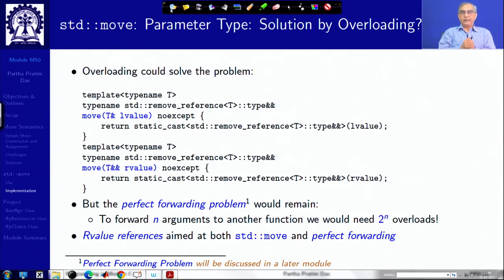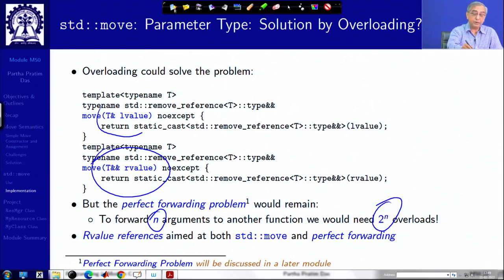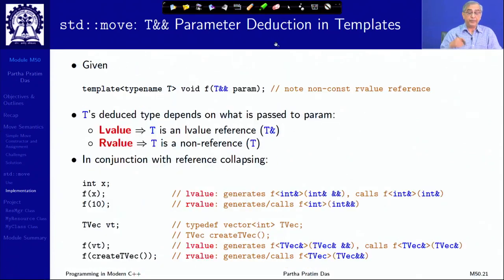If we have to do that, then depending on how many parameters I forward, I will have all possible combinations of L value references and R value references. For example, if there are two parameters, both can be L value. If the first is L value, second can be R value reference. If the first is R value reference, second could be L value reference, or both could be R value reference. So, I will need 4 such overloads. So, if I have n arguments, I will have 2 to the power n overloads, the problem explodes. So, this solution is not going to work.